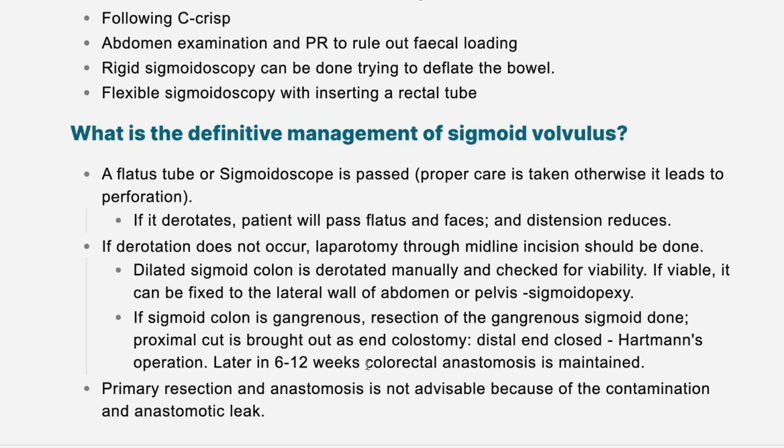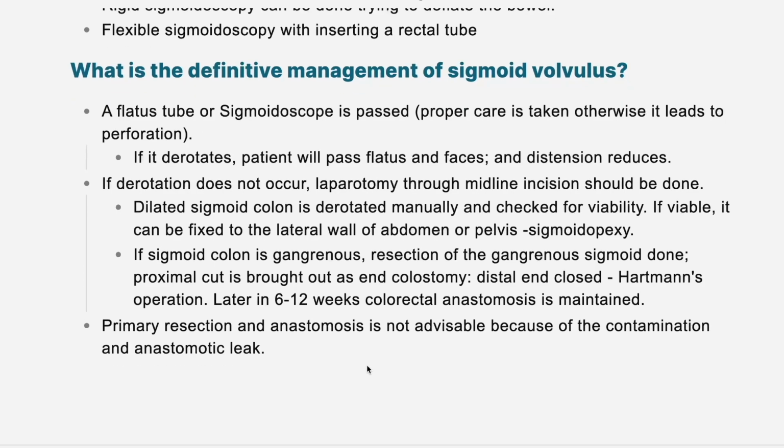Okay. Of course, if it was gangrenous, we can do resection and even primary anastomosis or end stoma, such as the Hartmann procedure basically, and delayed anastomosis or secondary anastomosis.